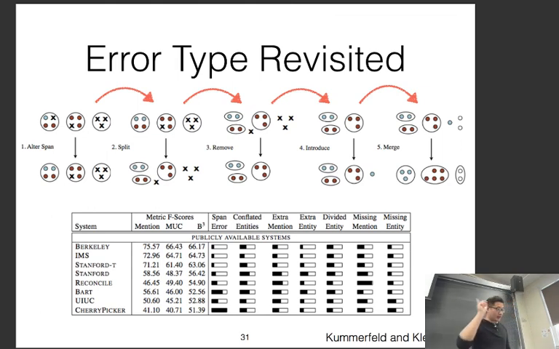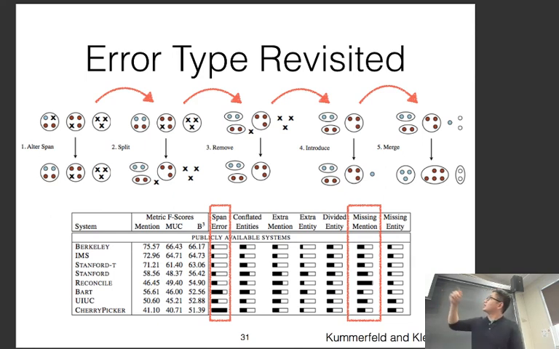Let's revisit the error types we talked about before. When we look at the error types that they analyze, span error and missing mention are a very major source of error in almost all the systems, especially missing mention. It's one of the major sources of error even in the top performing system. So that's why this end-to-end span-based coreference system helps a lot.